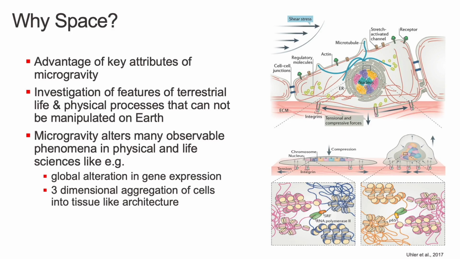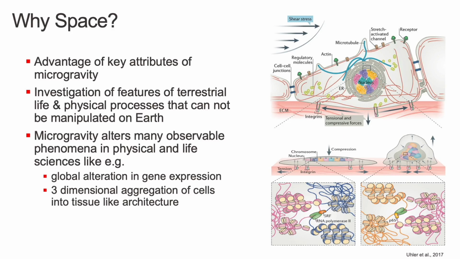These characteristics are also the advantage of microgravity. We can perform investigations of features that cannot be manipulated on Earth. Microgravity alters many observable phenomena in physical and as well in life sciences. On the right side, you see a cell that is attached to a surface, sensing and reacting to different stimuli, like for example shear stress or gravity.